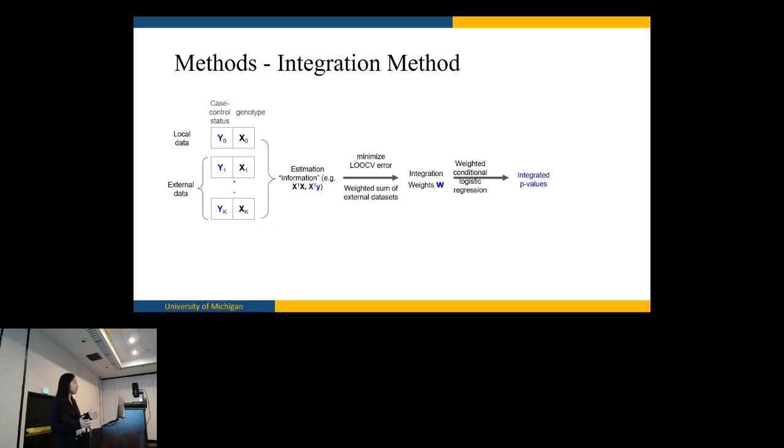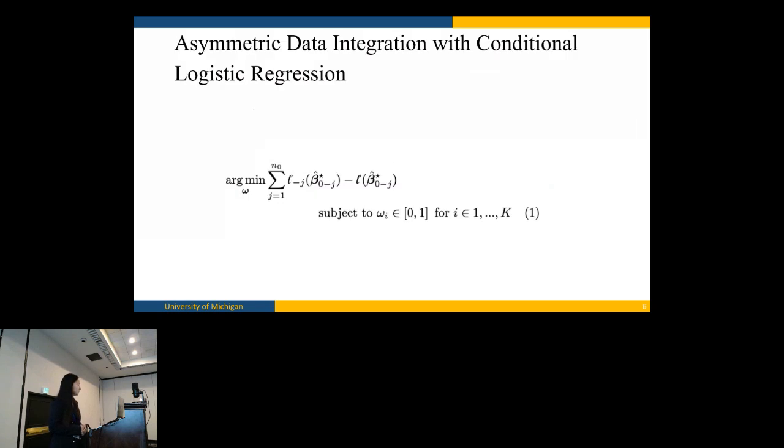So we use the data from both the external data sets and the local data sets, and then get some estimation information, such as X transpose X and X transpose Y. Then we minimize the leave one out error to get integration weights. With the weights, we do a weighted conditional logistic regression for the whole local data and external data and get the integrated p-values. So what is the leave one out cross-validation error?